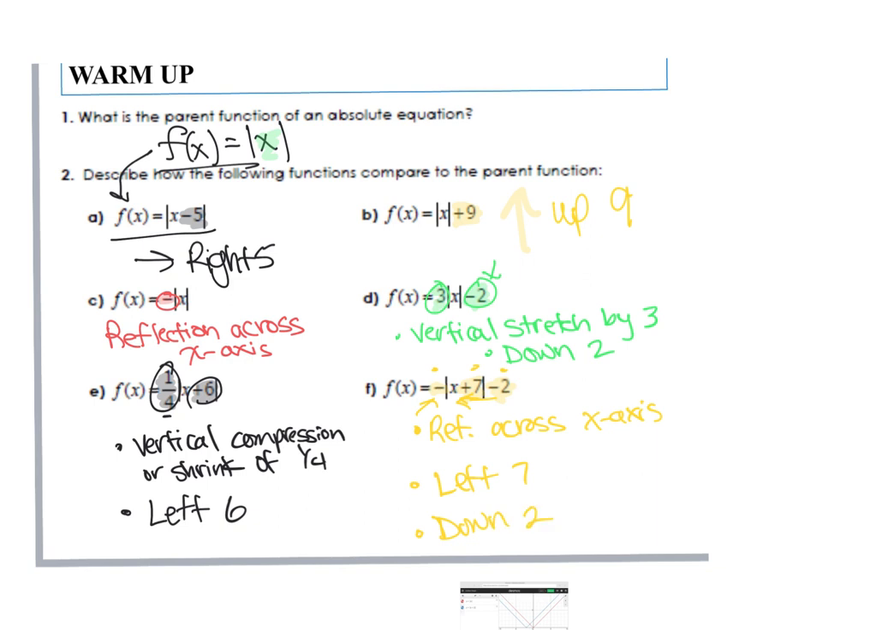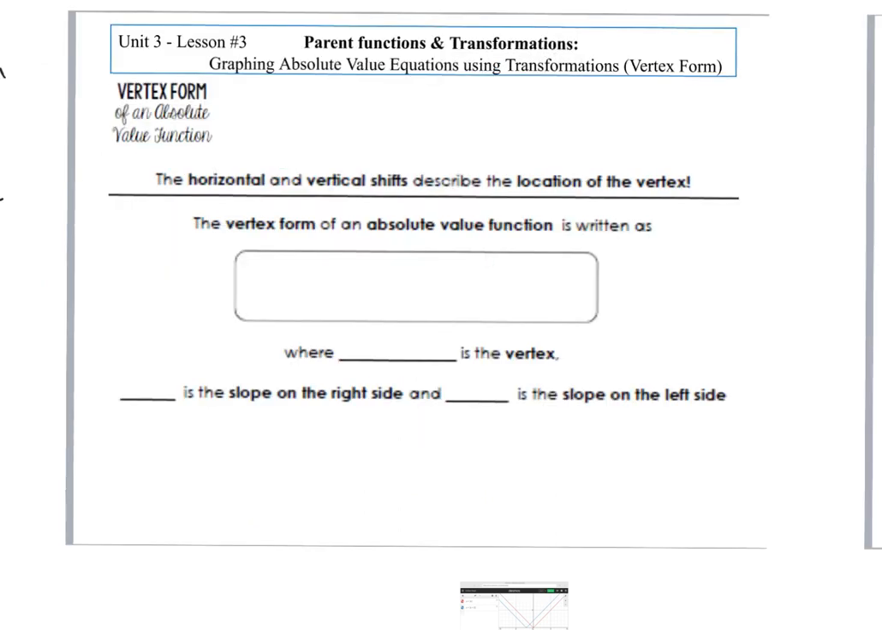Okay, now we're going to apply all of this to how we could identify what the vertex is and then the slope, and then graph all of these functions without using a table of values like I had mentioned before. So now that we've talked about all those horizontal and vertical shifts and the other transformations, we can use those horizontal and vertical shifts to describe the location of the vertex, okay, without using an equation and without using a table of values.